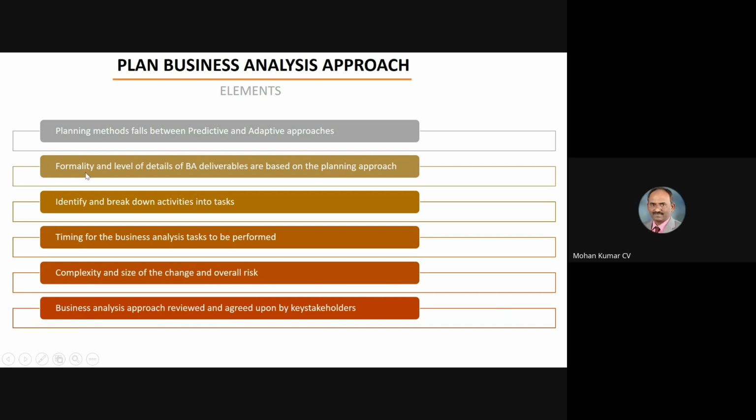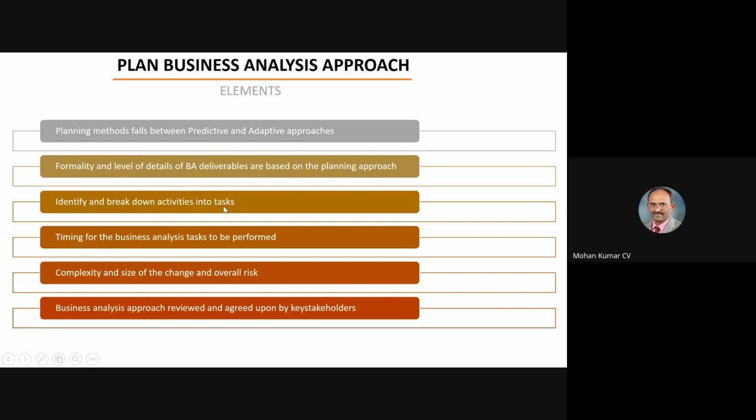Right, thank you. So formality and level of details of BA deliverables. This is what we spoke about. SRS, PRS are based on the planning approach. This also we understand. So what you are going to give as a document depends upon how you want to approach it. So that's how you would put the deliverables also.